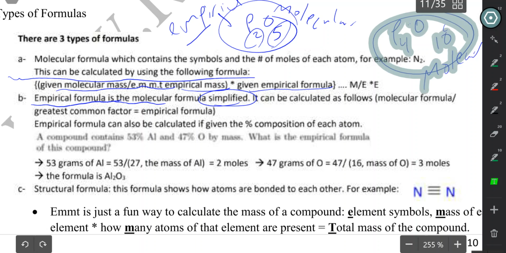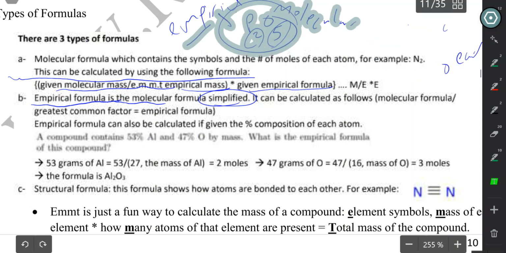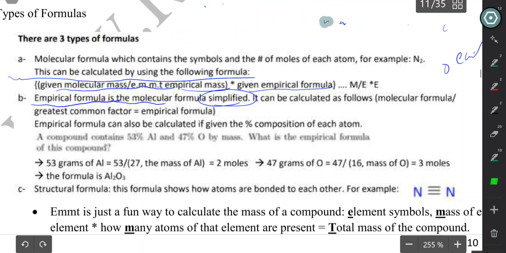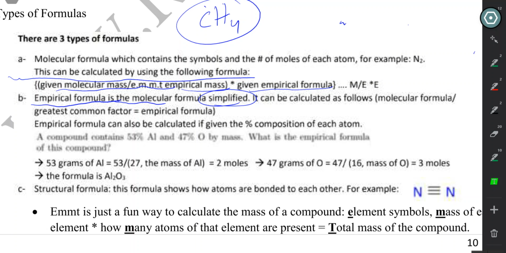Okay. So let's say for example I'm given the empirical formula CH4. I clearly cannot simplify this any further. CH4, there's no greatest common factor for me to divide the C and the H by to get a smaller or simpler formula. So this cannot be simplified any further.